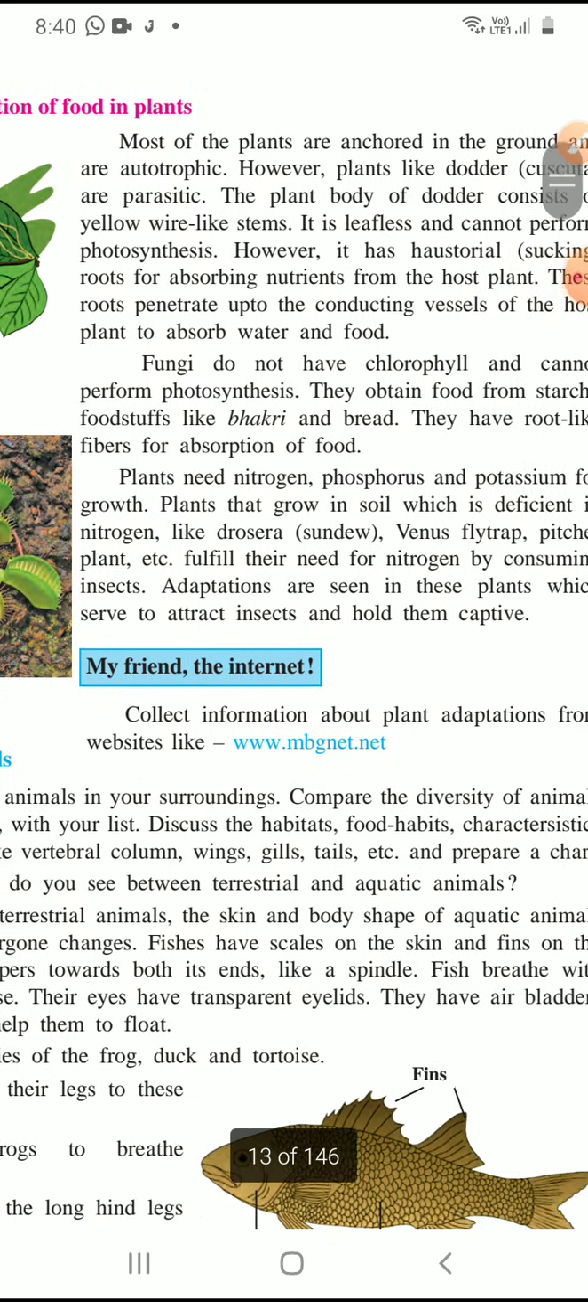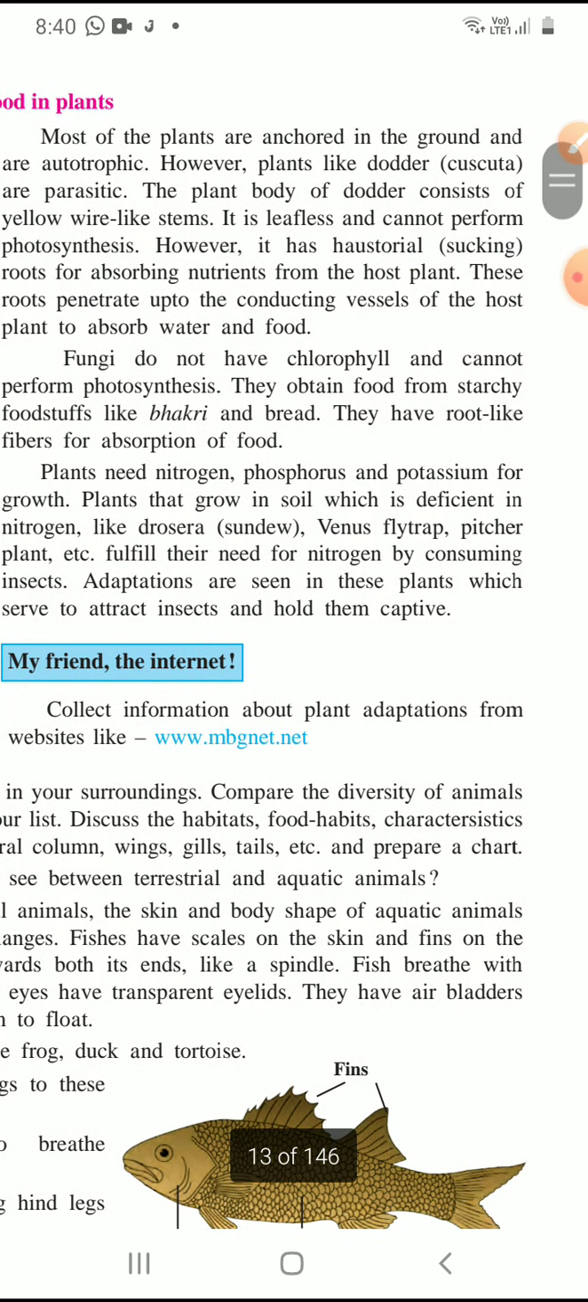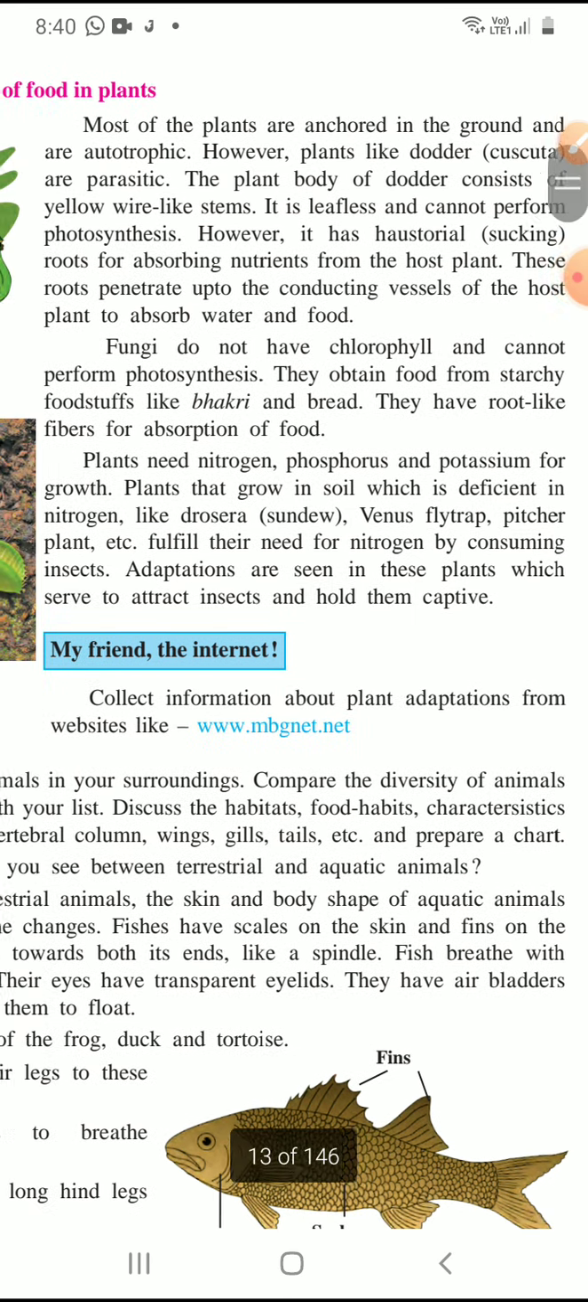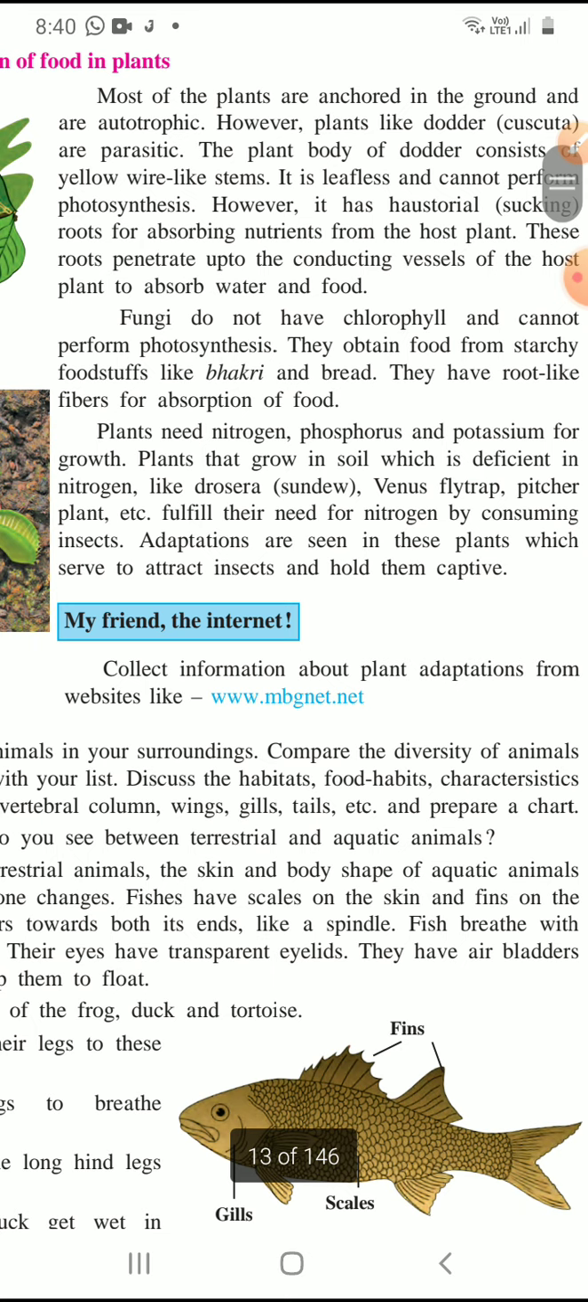My friends, on the internet, collect the information about plant adaptations from the website www.mbgnet.net.